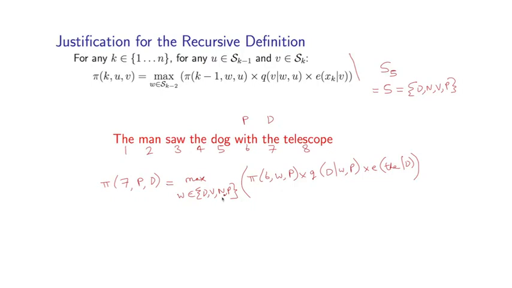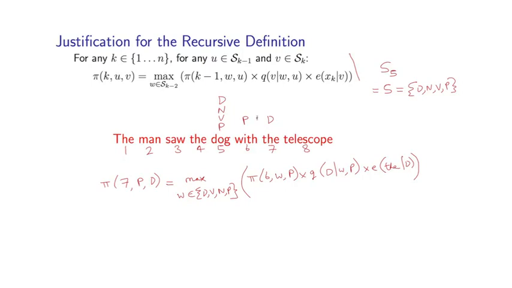So how can we justify this? The key insight is that if we think of any tag sequence ending in P and D at positions 6 and 7, it has to have included some tag at position 5. And this max is explicitly searching over these different possible values for this tag at position 5. For each possible value of the tag, we multiply in the pi value, and then a Q value of D given the previous 2 tags, and finally an emission value of the word given D.